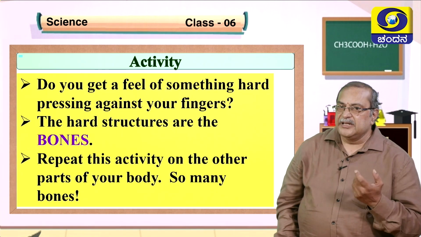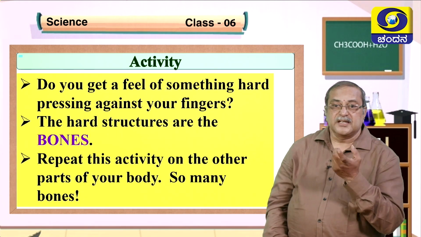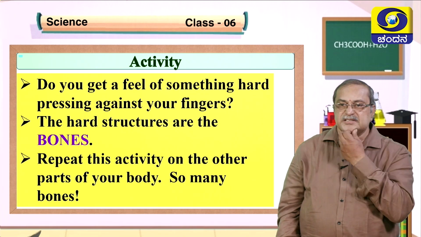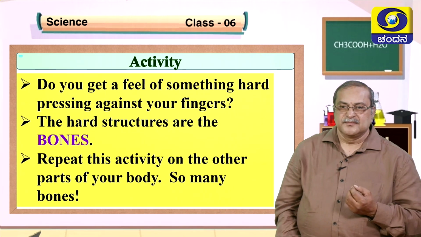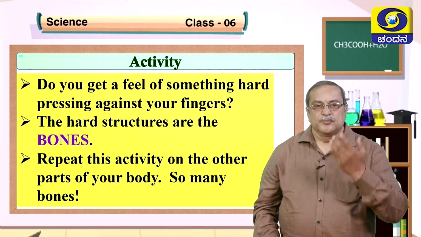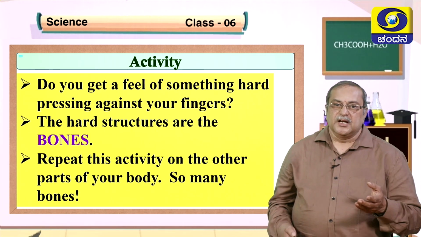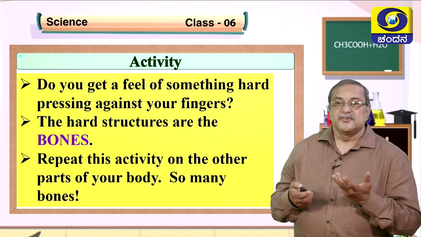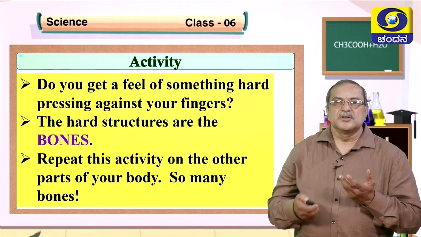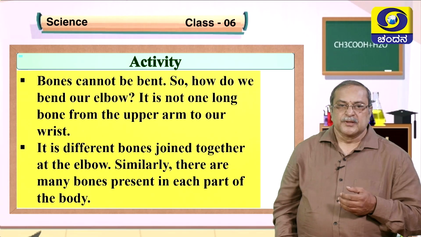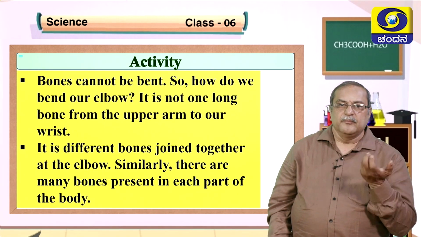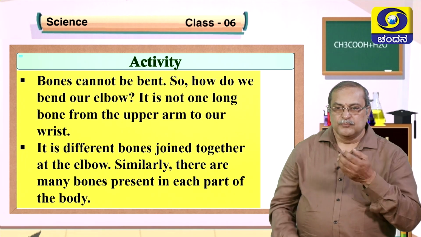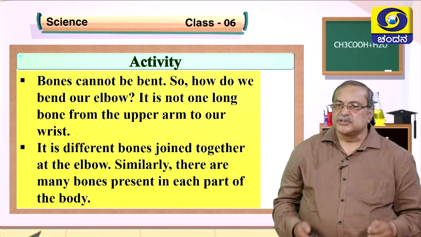Do you get a feel of something hard pressing against your fingers? Some hard substance is there, no? So the hard structures are nothing but bones. The hard structure that you are feeling is bone. Repeat this activity on the other parts of our body. So many bones will be there, isn't it? So many bones are there in our body. Bones cannot be bent. So how do we bend our elbow? Bone cannot be bent in between, no? So that cannot be bent.